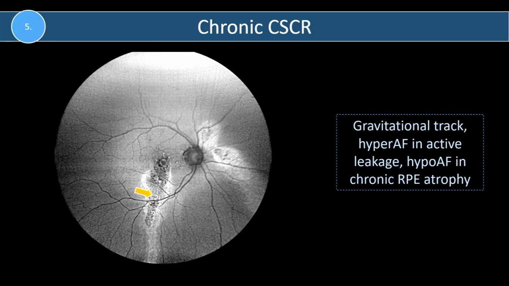So this is a very common case we are all seeing in our daily OPD, chronic CSCR, and these are gravitational tracts. If we are doing autofluorescence in these types of cases, if the gravitational tracts are hypoautofluorescent, these are the inactive ones, RPE is already dead. But if there are still hyperautofluorescent patches there, maybe an active leak is still there, you can send the patient for FFA and you can laser that leak later.